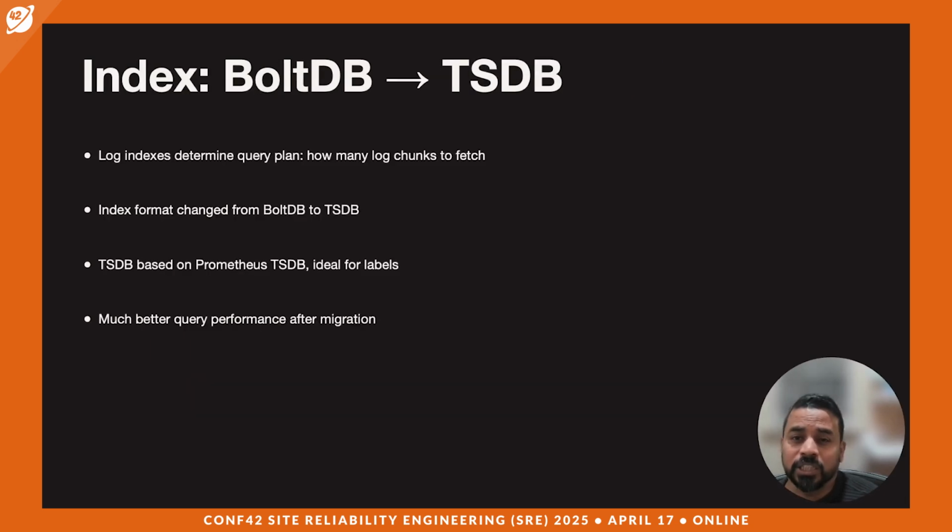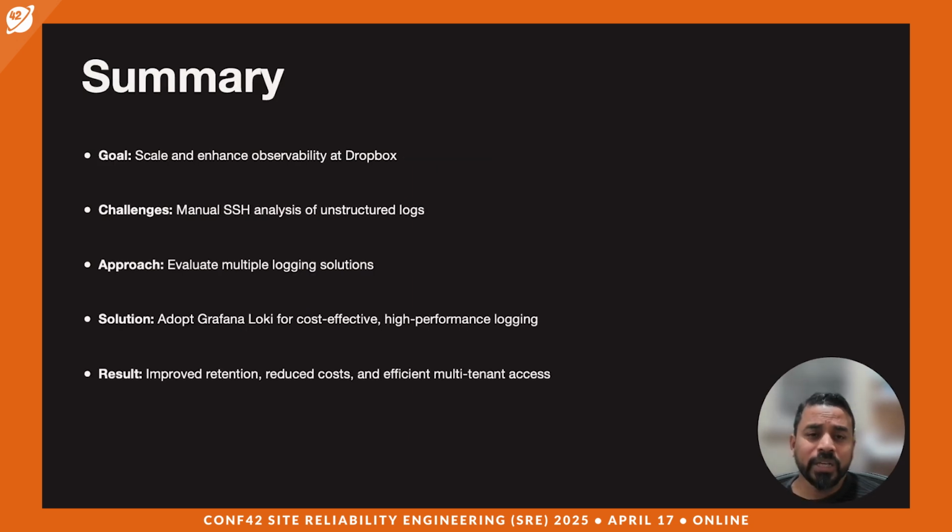Log indexes determine the query plan, including how many log chunks need to be fetched and scanned. So they have a good deal of impact on performance. Grafana changed the index format from BoltDB to TSDB, which is based on Prometheus TSDB, so it just works better with Loki. In summary, our goal was to scale and improve observability at Dropbox.